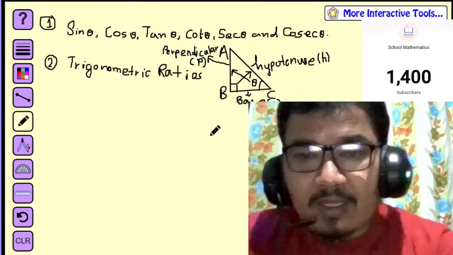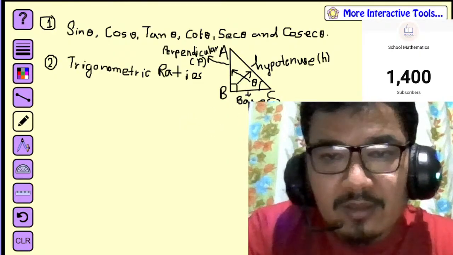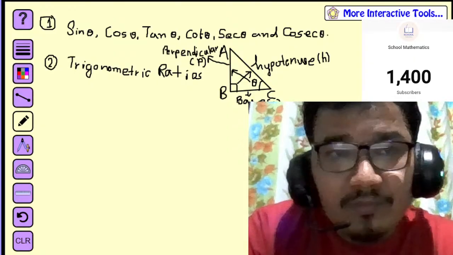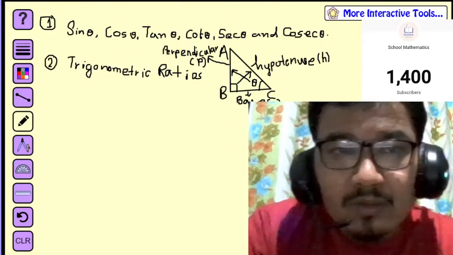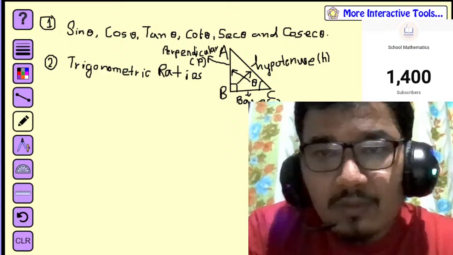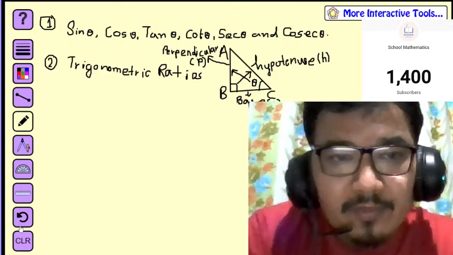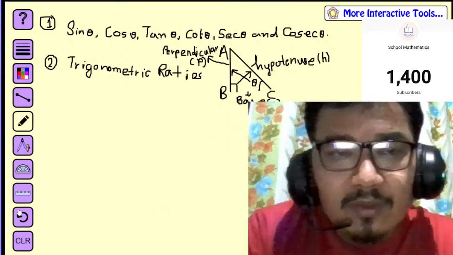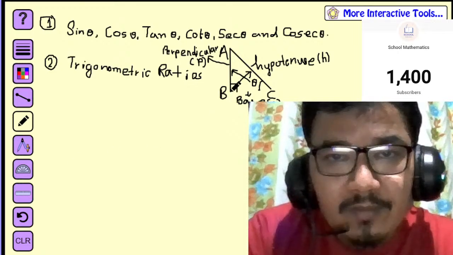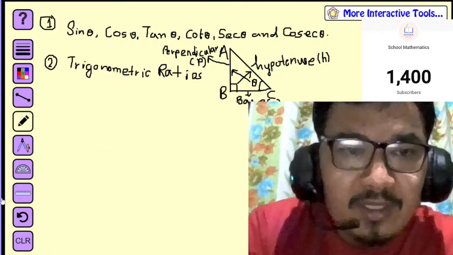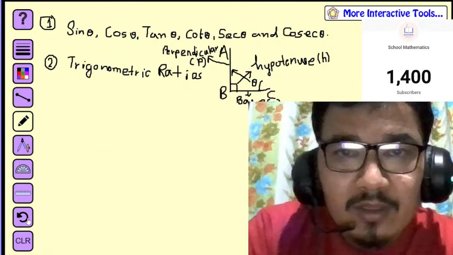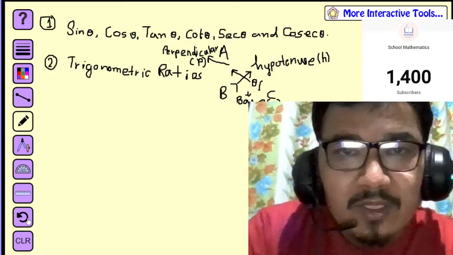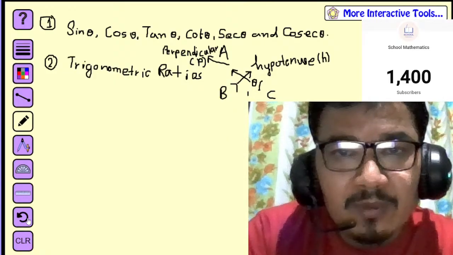See here. This is base. Okay, right? We denote it by small b. Okay, this figure has become a little bit down. I want to draw it again, right?